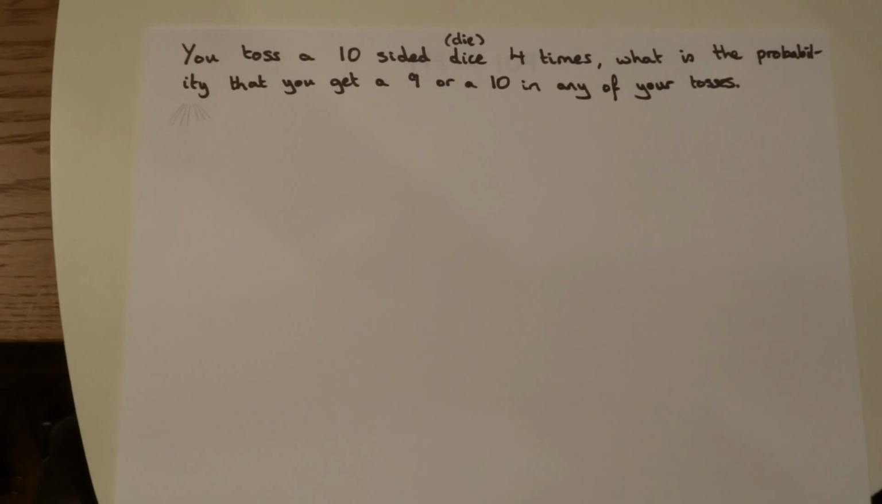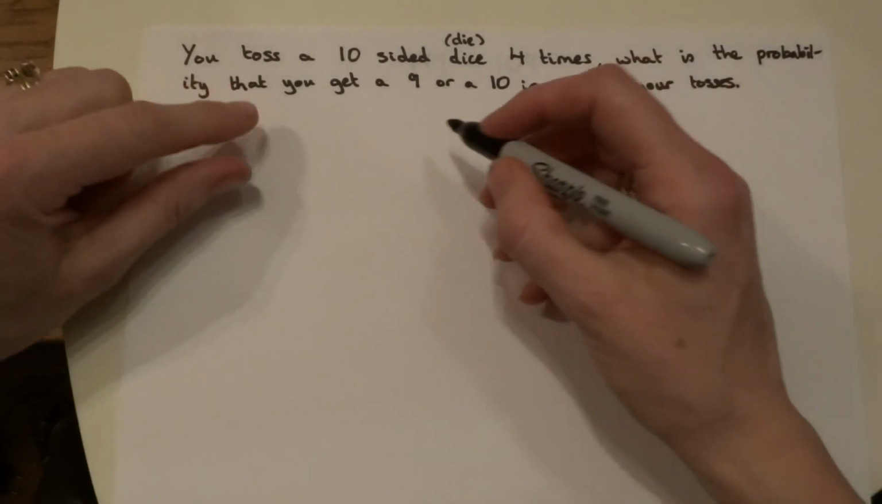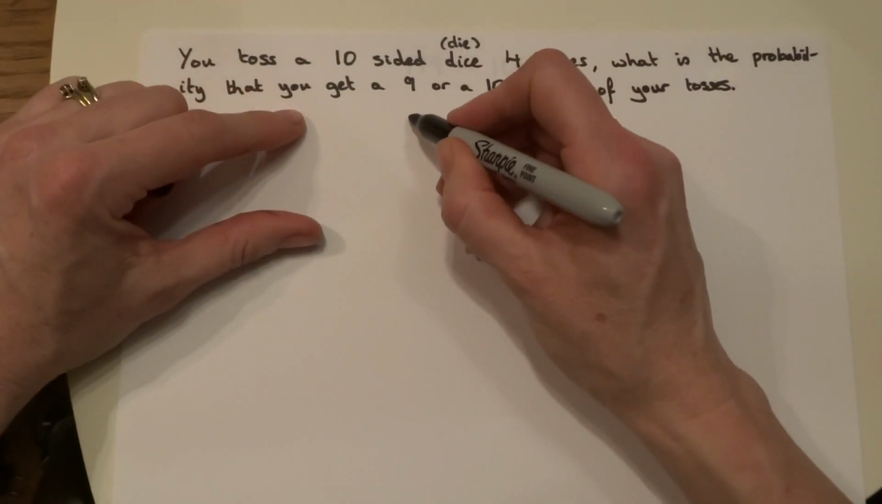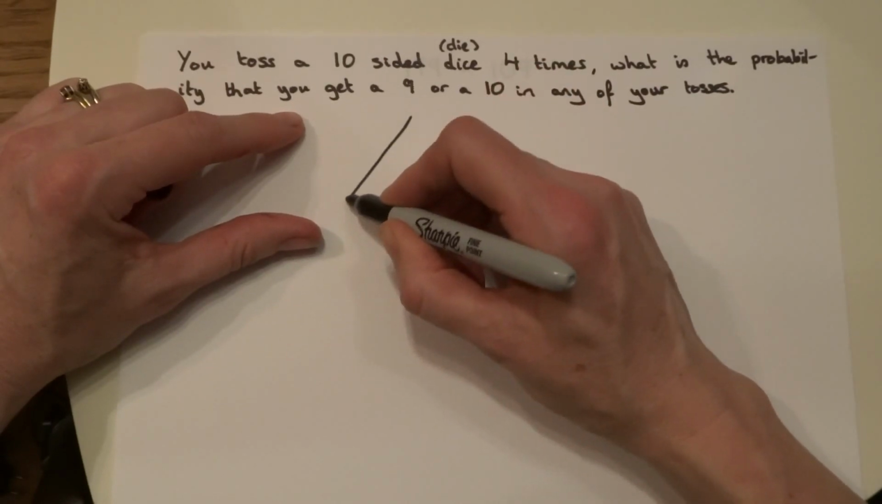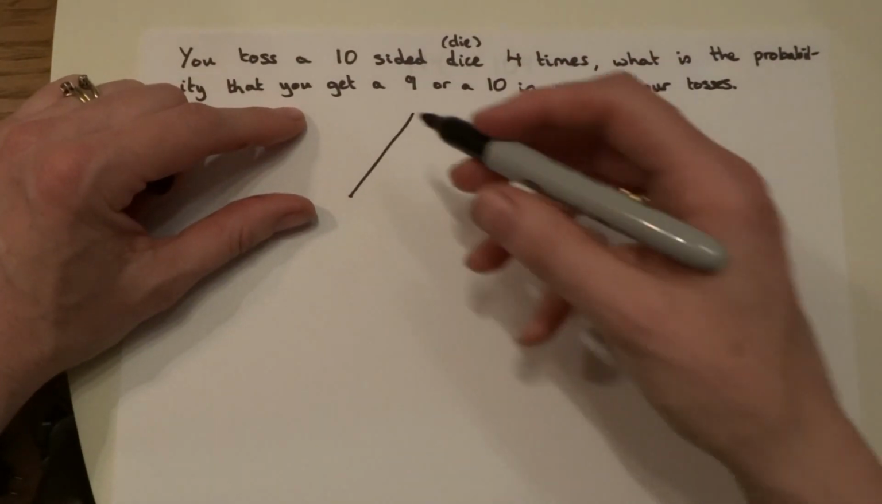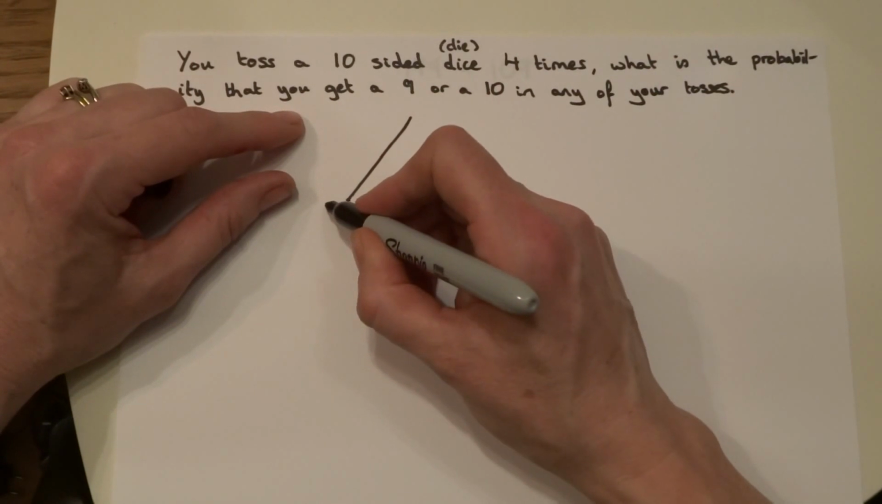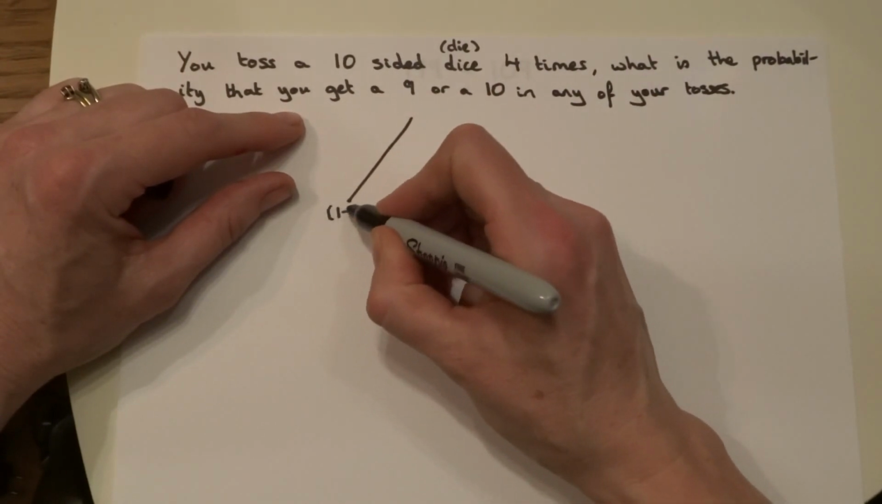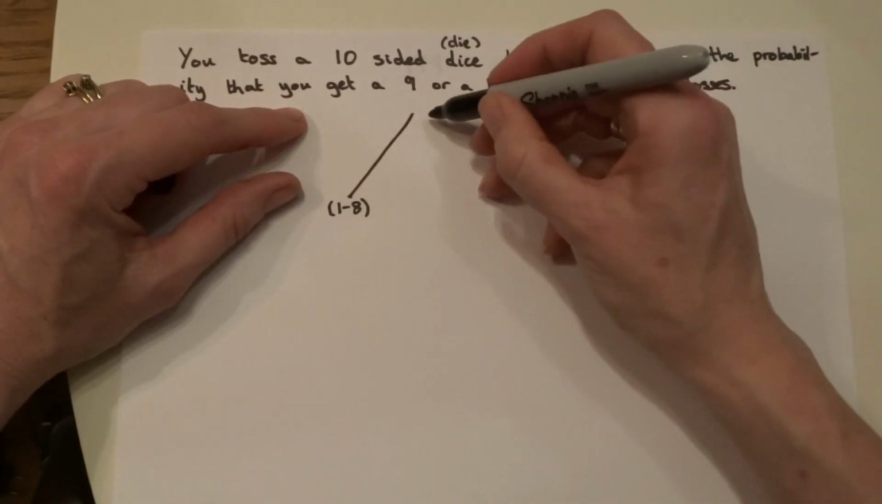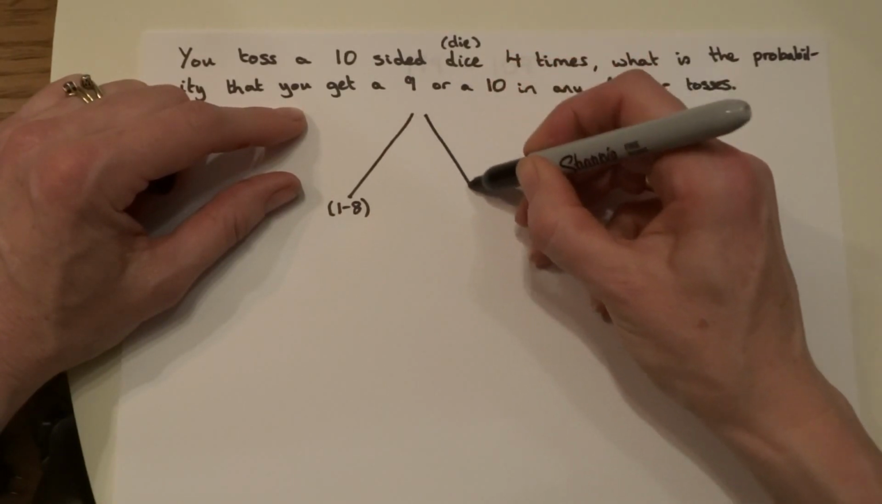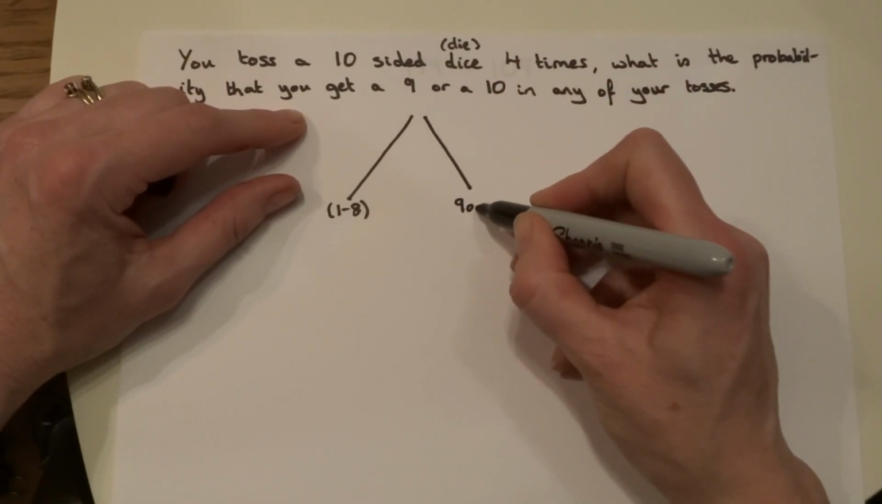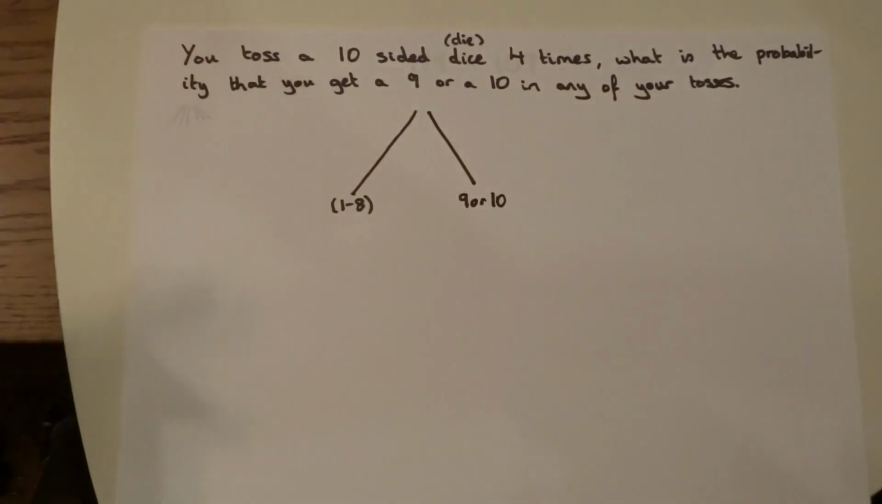But what we're really interested in is actually 2 options. We're interested in not getting a 9 or a 10. We can call this one here anywhere that's 1 to 8, or the probability of us getting a 9 or a 10. So we actually just do 2 branches of our probability tree here.